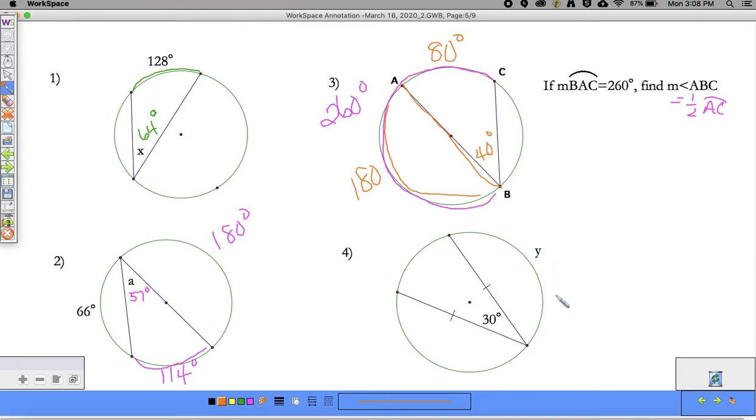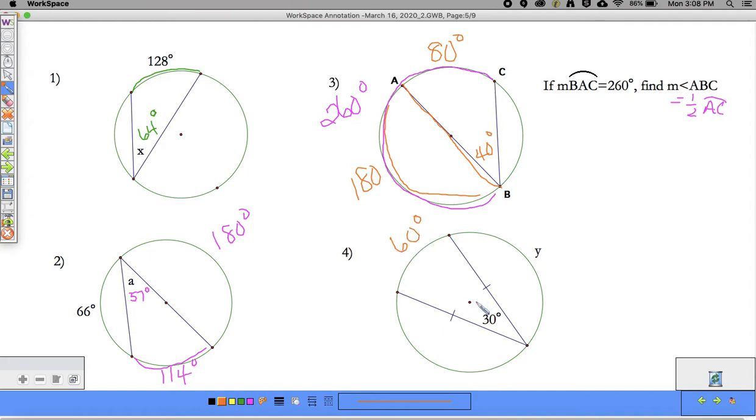Number 4 is super interesting because you're actually given the inscribed angle. Get used to making those using your definitions. Now, what do you notice about the two chords? You see how they're marked? They're marked congruent, so that means the length of this and the length of this are the same. Now, if this is 30 degrees, that means its intercepted arc must be, that's correct, 60 degrees.